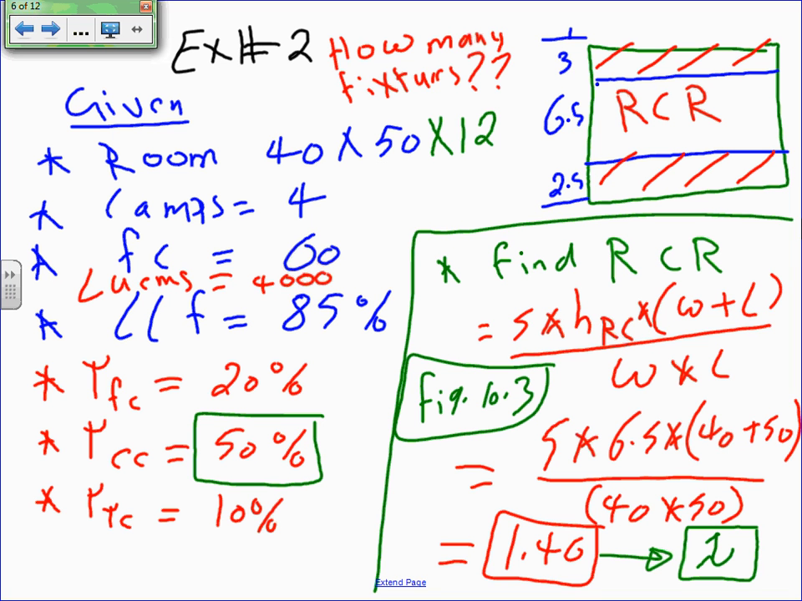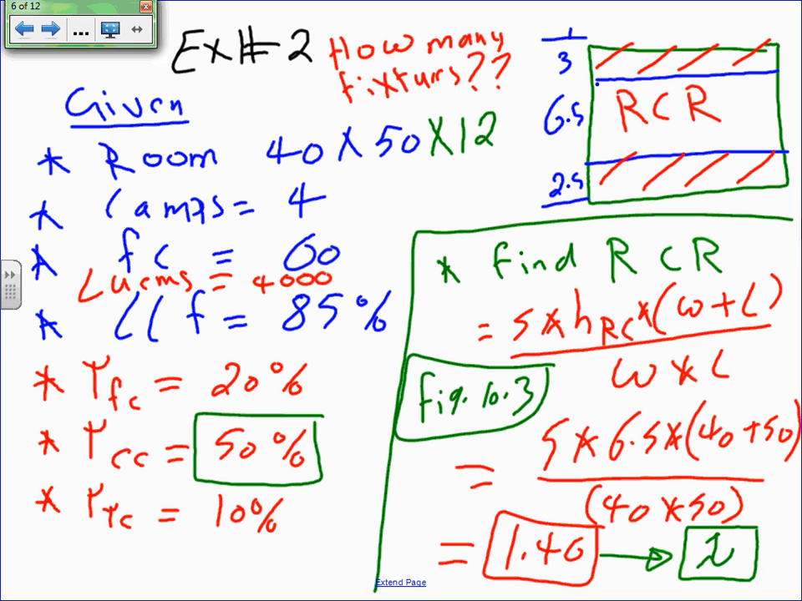I'm also giving you the floor. Reflection of the floor is 20. And reflection of the ceiling, it's a dark ceiling, 50. And reflection of the walls is 10. Very dark wall. Cool? Everything here is given. And I'm asking you how many fixtures of this type, under these circumstances, do I need for this room?